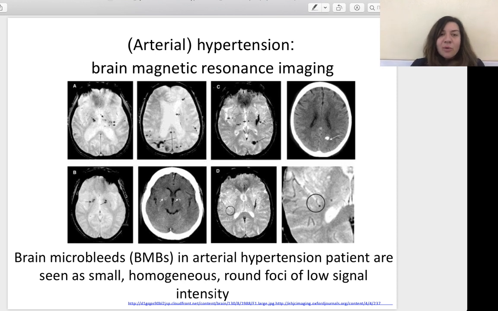Here you see an example of MRI imaging of the brain. It is the most informative instrumental technique. For the brain, it is always optimal to use MRI. And here you see brain microbleeds in a patient with arterial hypertension. At the peak of a hypertensive crisis, this patient develops small bleeds in the brain. Here they are seen as small, homogeneous, round foci of low signal intensity. You can see them by the arrows on the pictures.